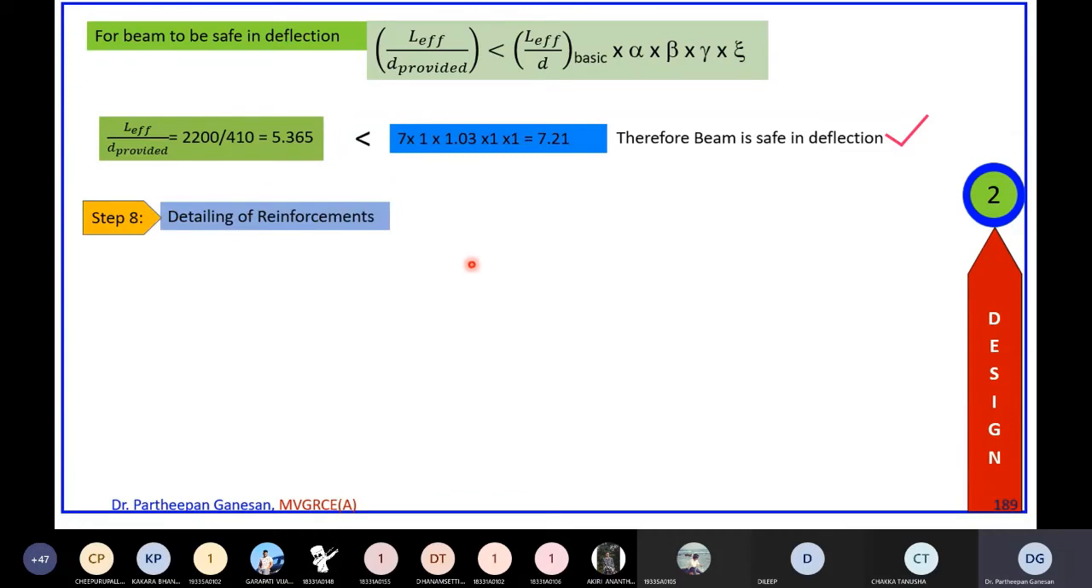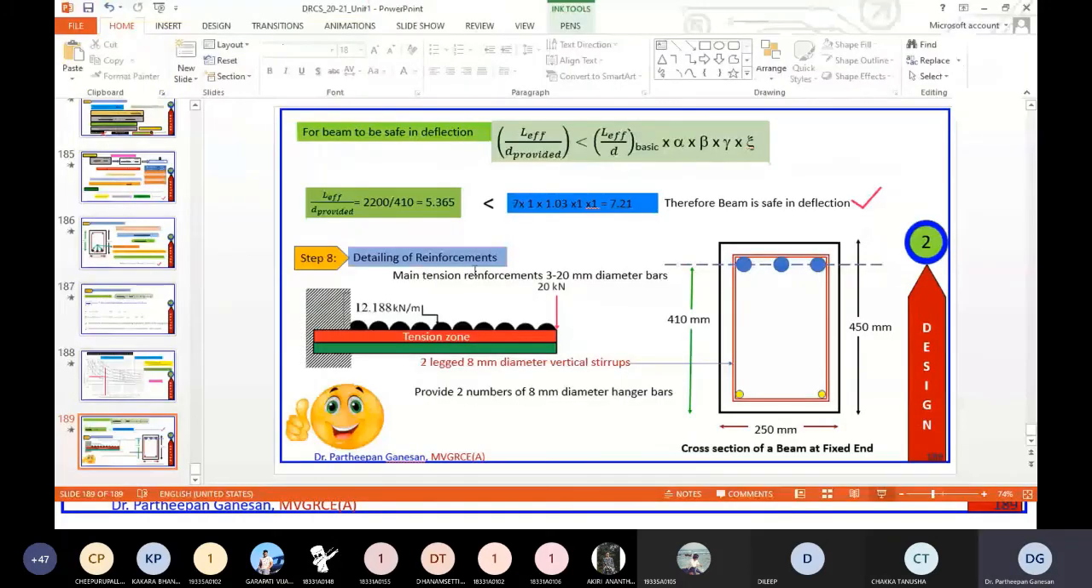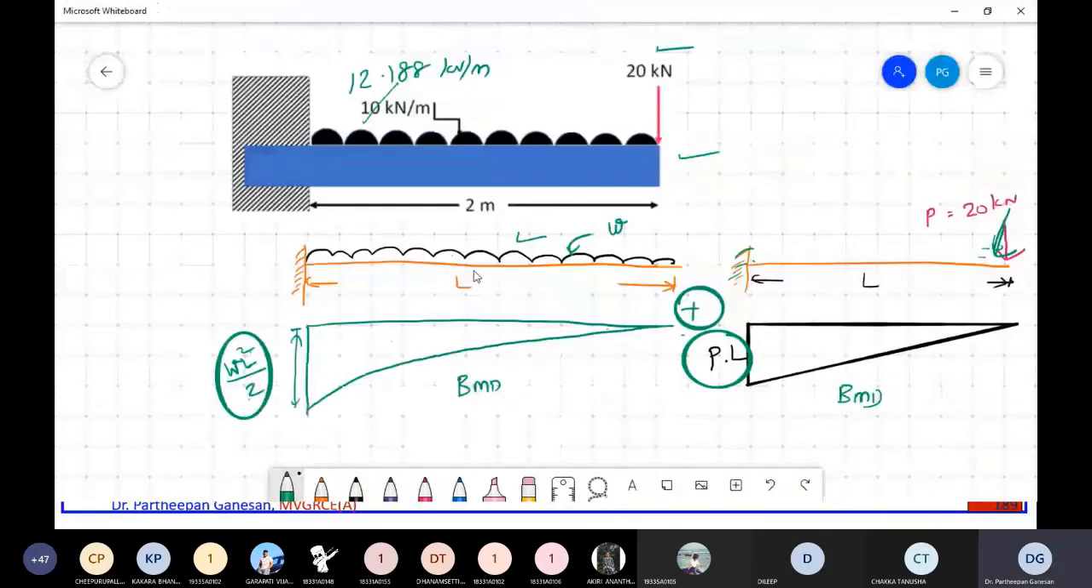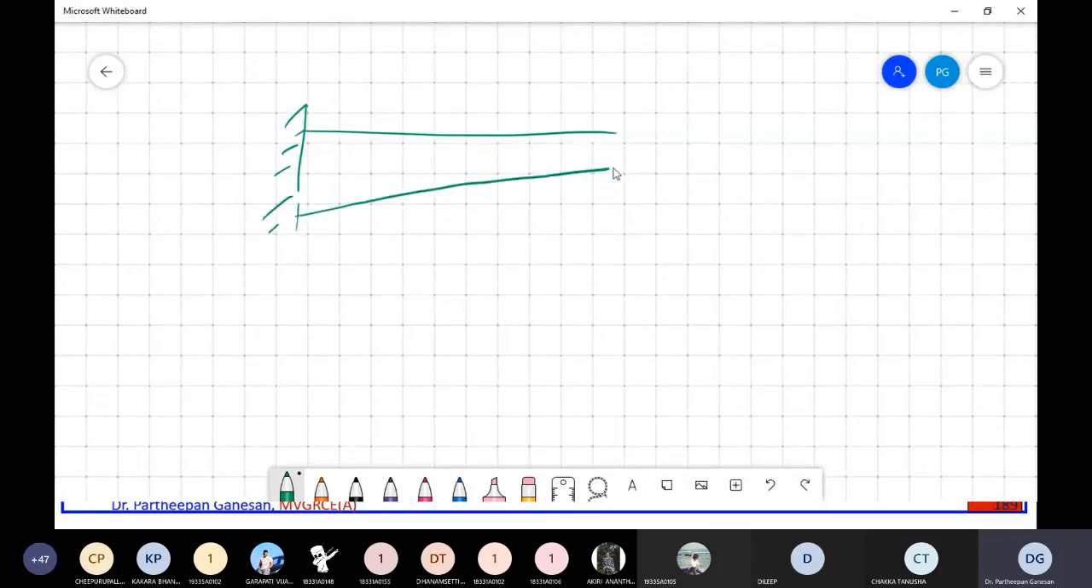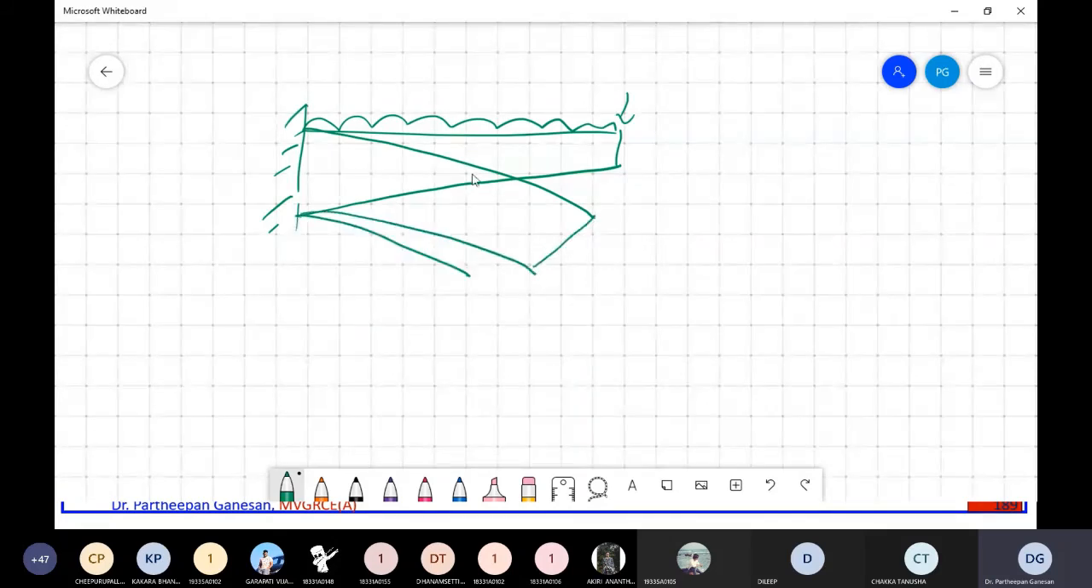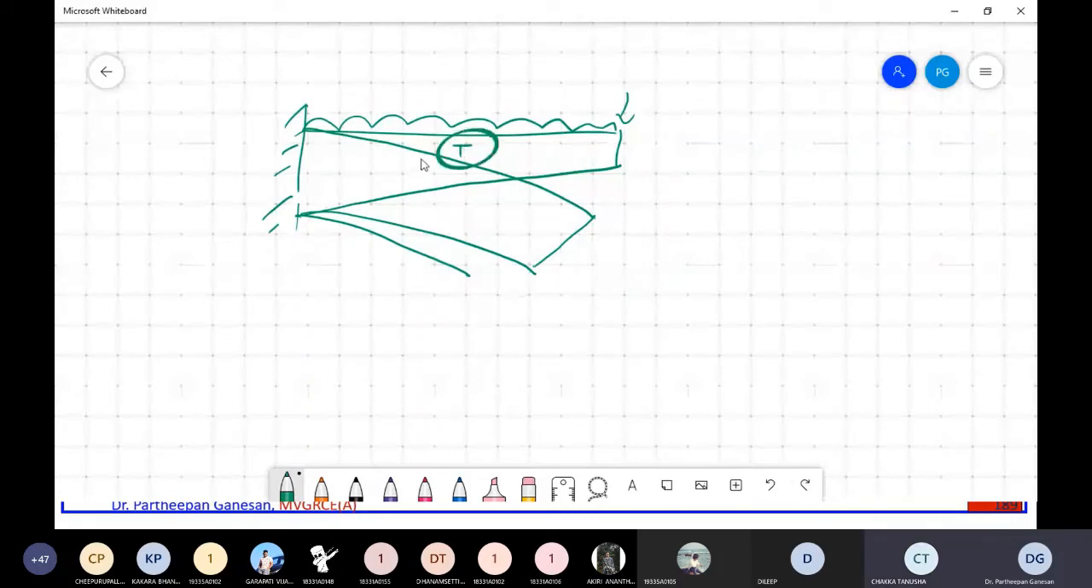Please pay very careful attention. Now, for a cantilever beam, this is your cantilever beam loaded externally. When you apply load, it is going to bend like this, right? Where is the tension, at the top or bottom? Tension developed. Top, sir. So tension is developed at the top.